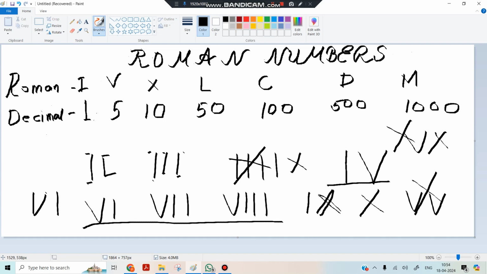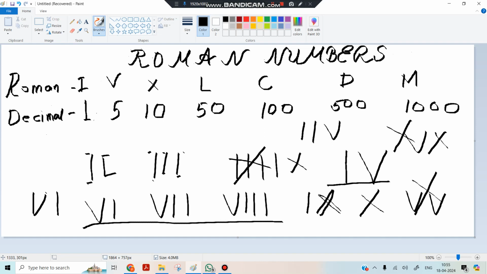Okay. The next rule is only one letter can be subtracted from another letter. I cannot write 1, 1, V and say this is 5 minus 2. No, we can't do that. We can add 2 letters to the right, we can add 3 letters if it is I and X, of course, but we cannot subtract more than 1. We can only subtract 1 letter from another.